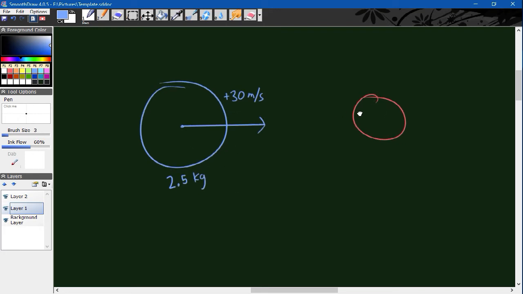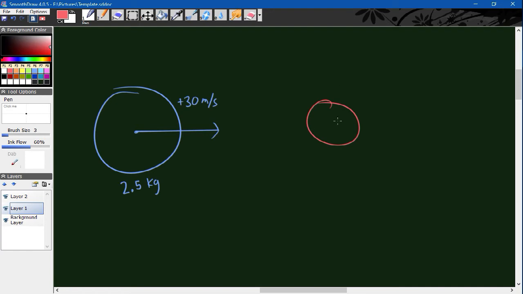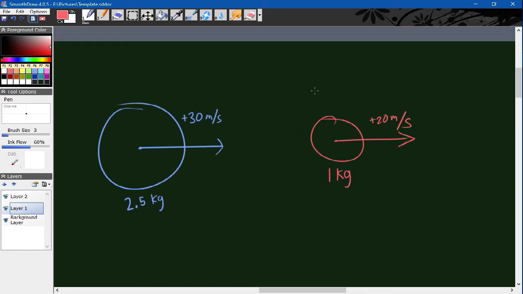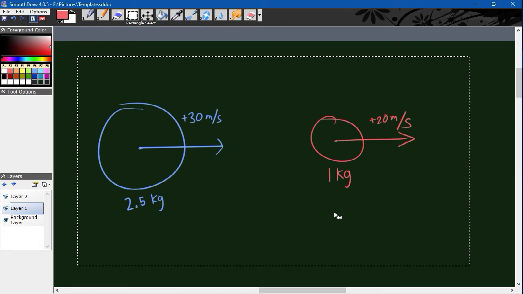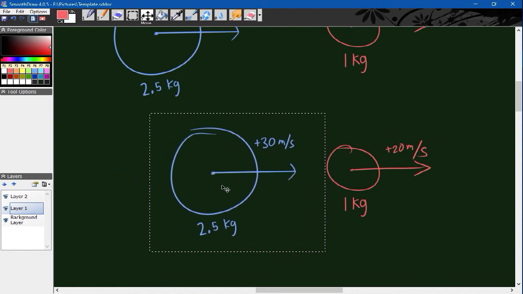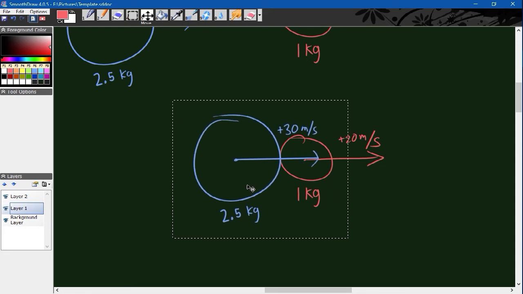And then we have this red ball moving also to the right at around 20 meters per second. So it's eventually going to catch up and collide. Don't worry, a collision will still happen. And let's say this is 1 kilogram. If we let this play out, since this blue sphere is faster than the red sphere, it's eventually going to catch up and hit.